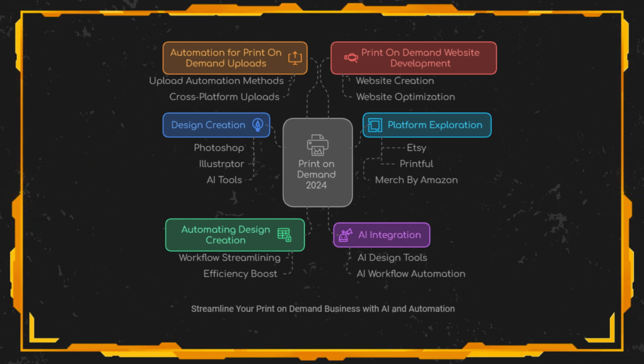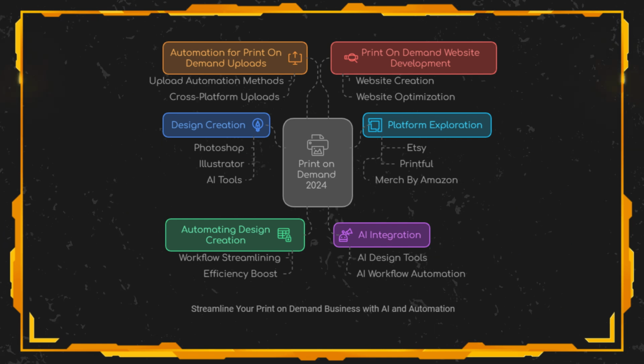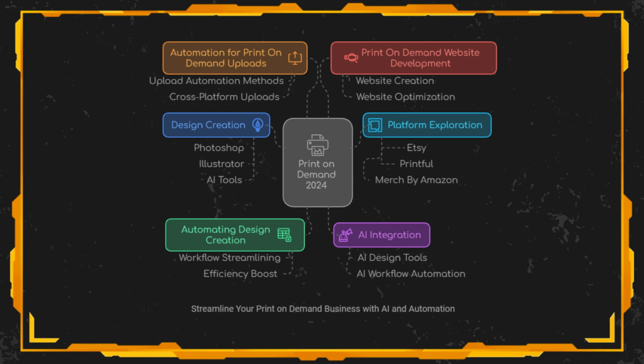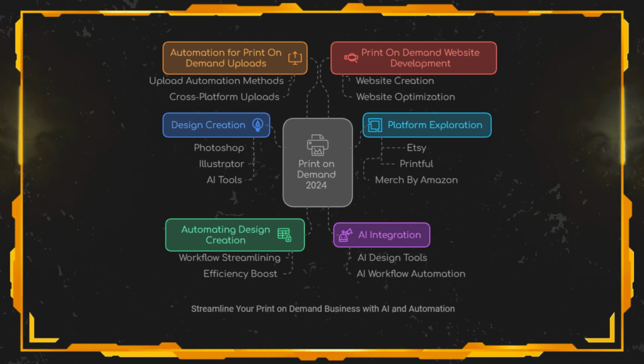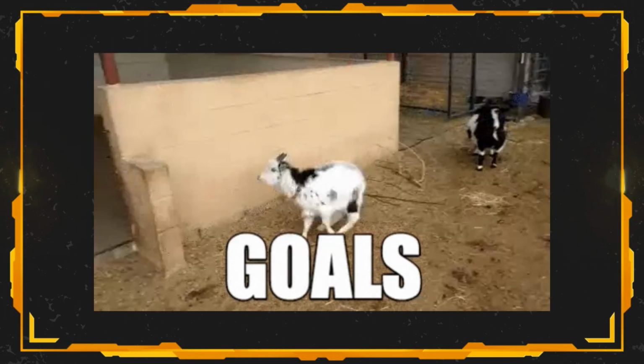That's the most tedious process of print on demand, having to put in the title and description for each design upload. So we're going to go over ways we can streamline that. And we're going to be going over print on demand website development. So how we can add print on demand to websites with WooCommerce and Shopify. So those are my goals for the channel.